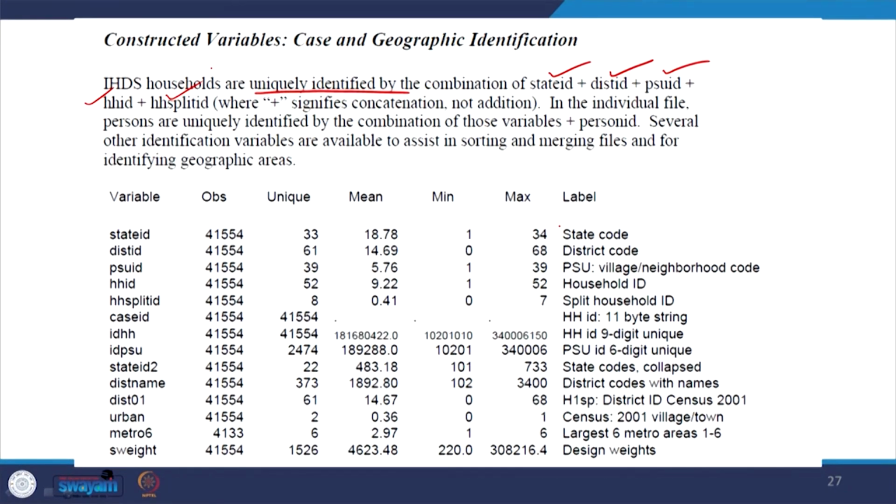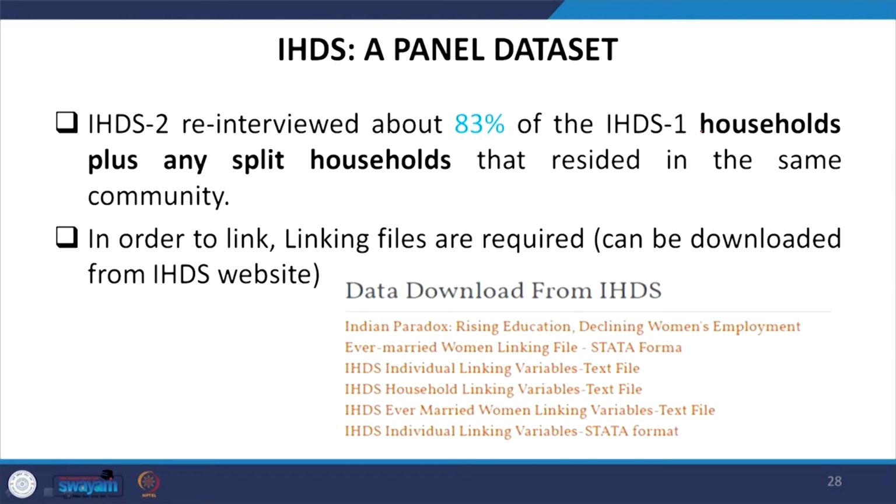Whereas in the individual file, persons are uniquely identified by the combination of those variables. I know that you might have some doubts about what we mean by a uniquely identified variable, and how it is so. We will explain it with the particular command in our respective lecture. You may hold on to it. Later it will be clarified for sure.